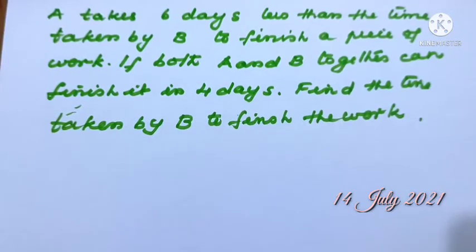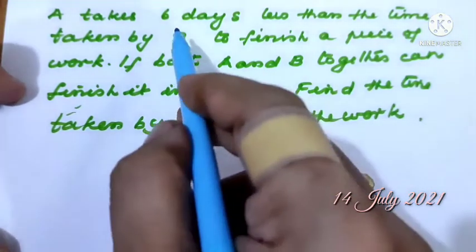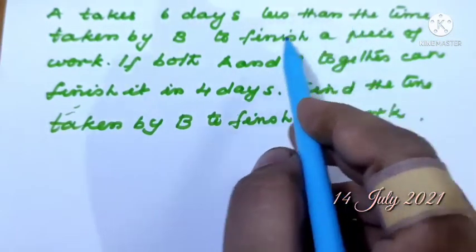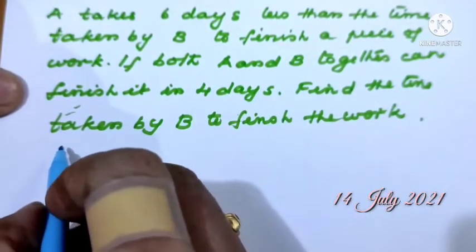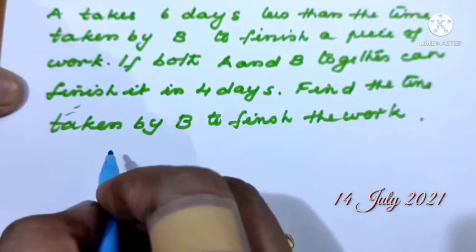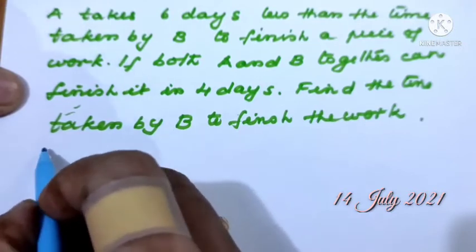We are continuing word problems from quadratic equations only. A takes 6 days less than the time taken by B to finish a piece of work. If both A and B together can finish it in 4 days, find the time taken by B to finish the work. So A takes 6 days less than B, and we will take the number of days taken by B to complete the work as x only.